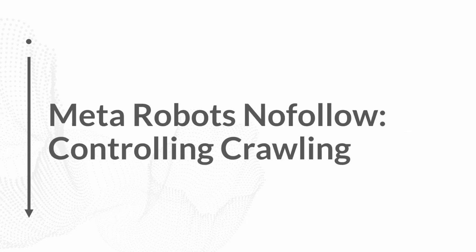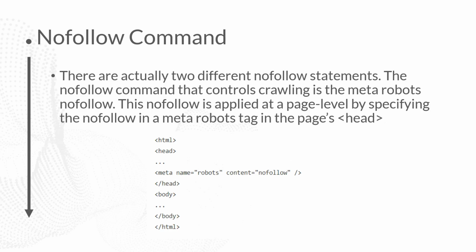All right, let's move on and talk about the nofollow. Now, there's actually two different kinds of nofollow. There's the meta robots nofollow, and then there's the rel nofollow, which we'll talk about next. So the meta robots nofollow is a way of controlling crawling. And this meta robots tag is applied at a page level, and it's specified in the head of the website. So you can see in this example HTML we have here that we have the opening HTML, and then we have our head section, and that's where you see the meta name equals robots, content equals nofollow.